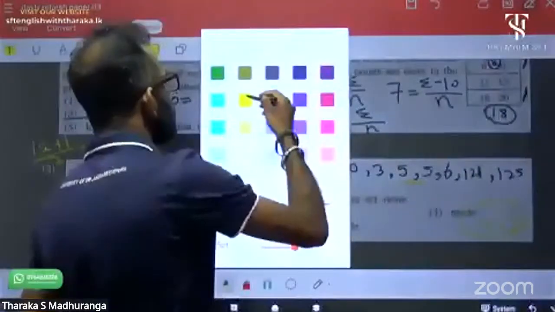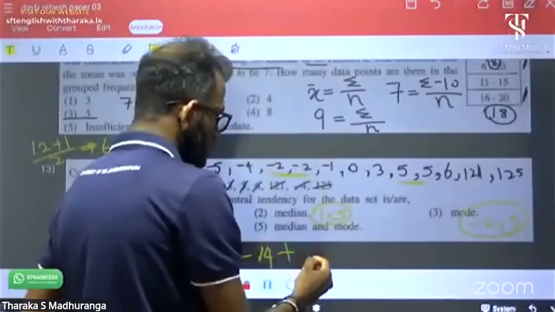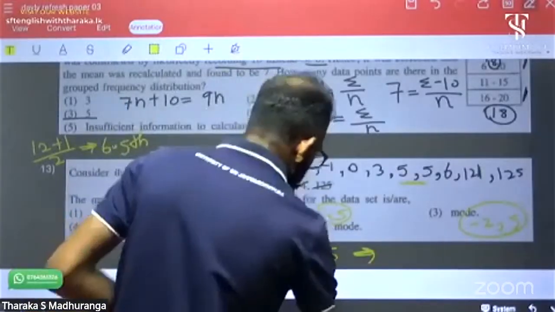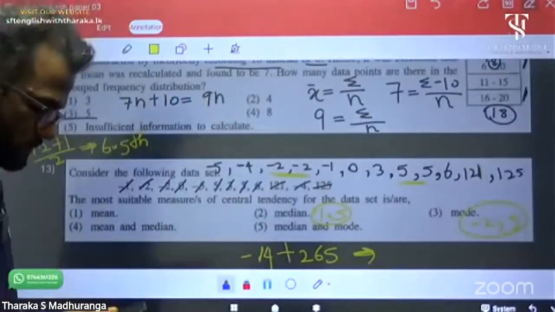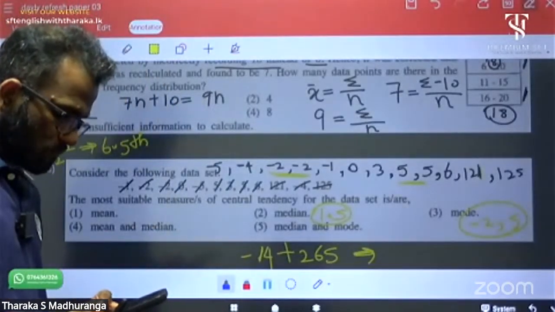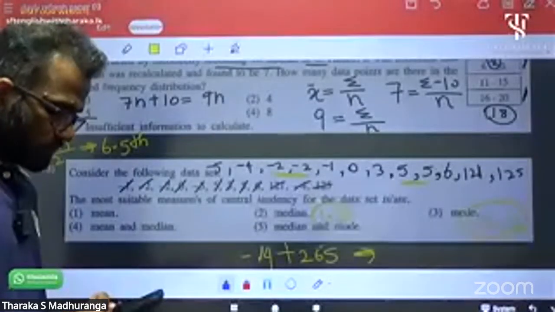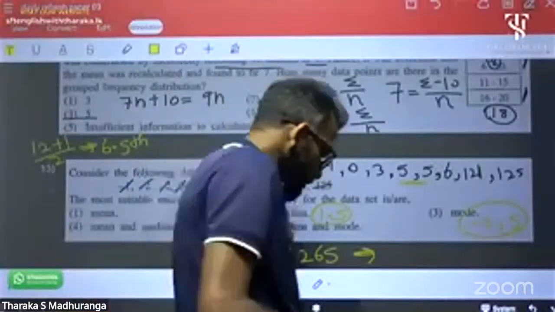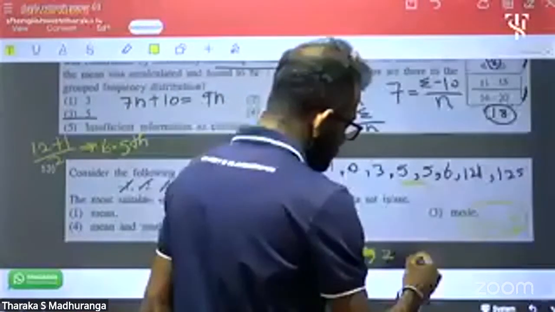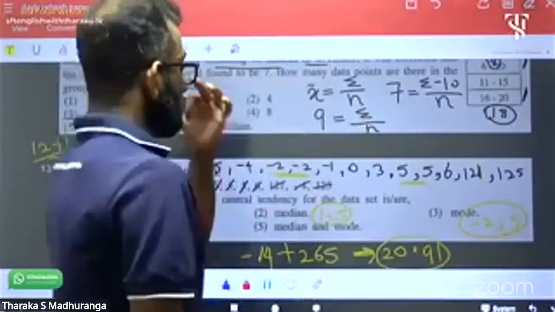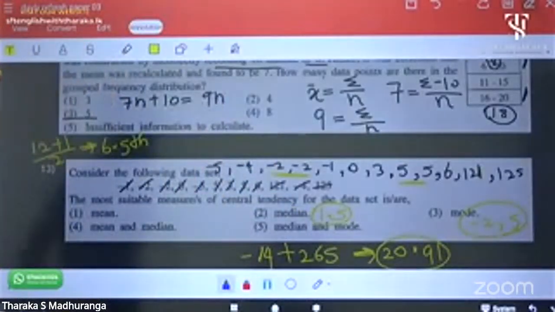265. 265 minus 40 gives 251. 251 over 12 is 20.91. The mean is 20.91.